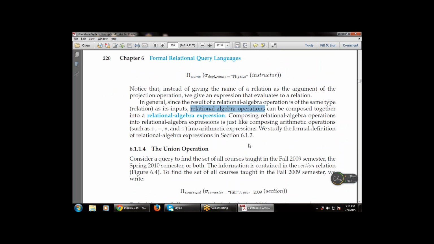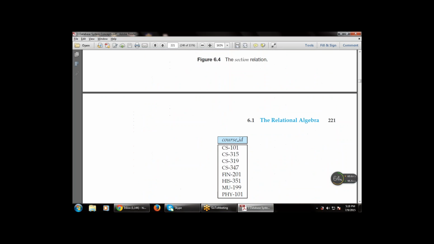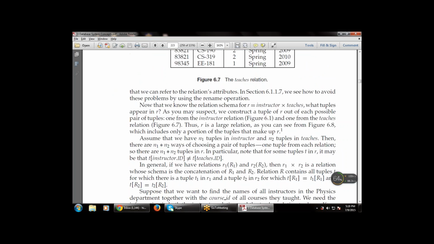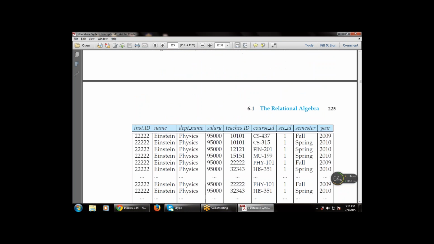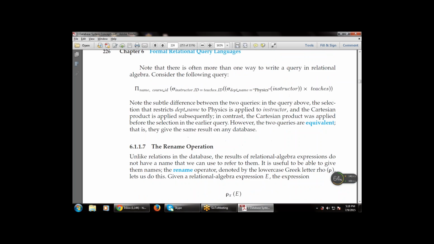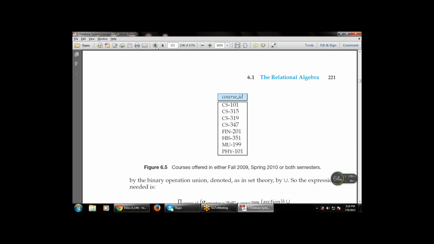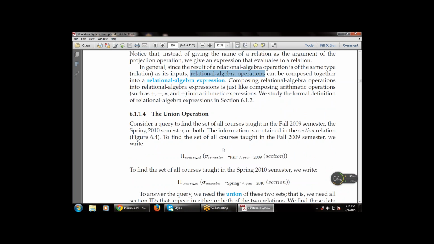Now we will study 6.1.2, and there are several more operations, like 6.1.5 and 6, and so on. There are multiple operations we will study after these. Now next is the union operation.